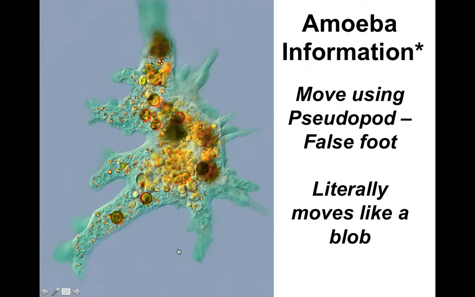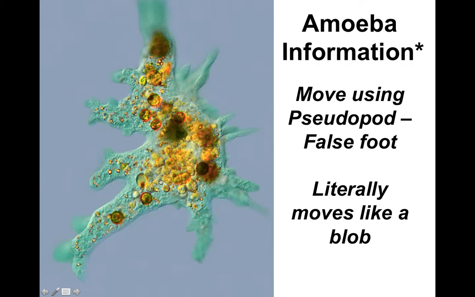Under information, why don't you put down that these are going to be moving using a pseudopod. So amoebas move using a pseudopod. Pseudo means false, pod means foot, so basically they're going to be moving with a false foot, which is so freaking cool. They're literally going to move like a blob, and I'll kind of show you what I mean by that.